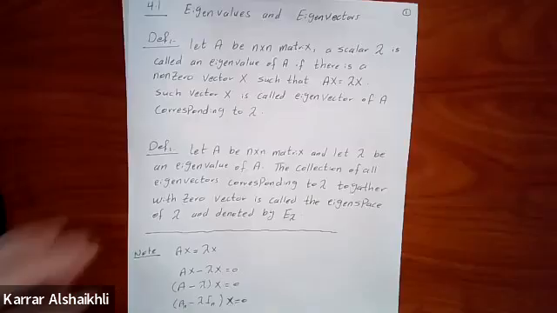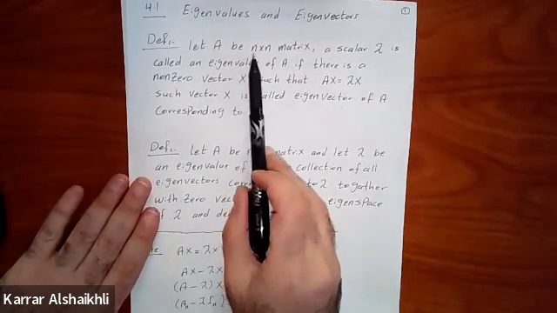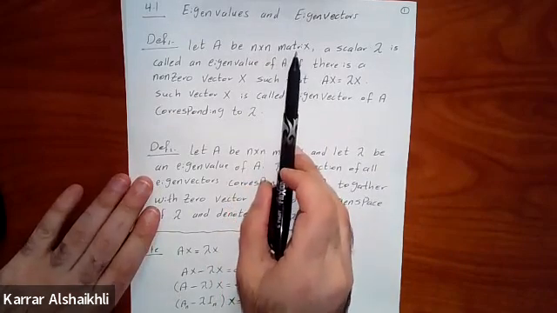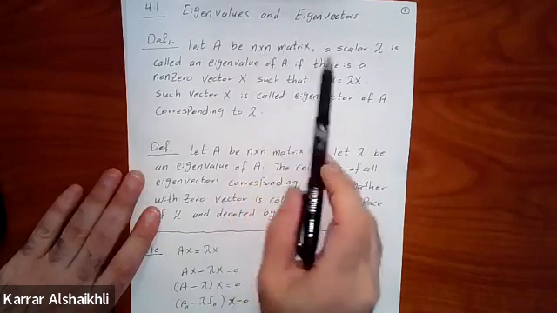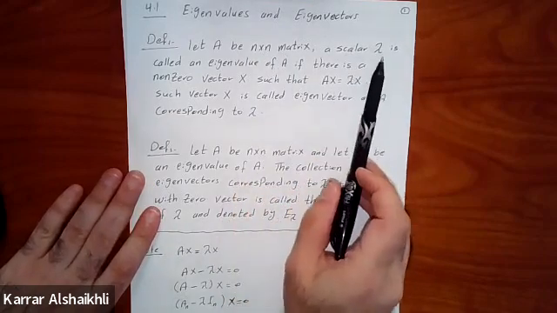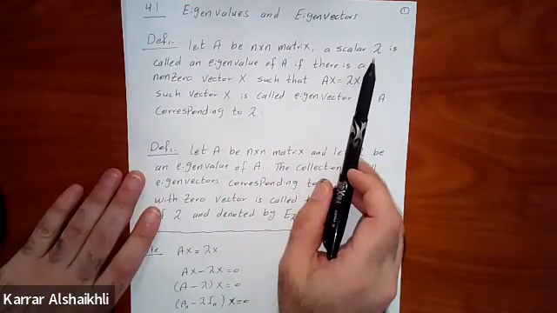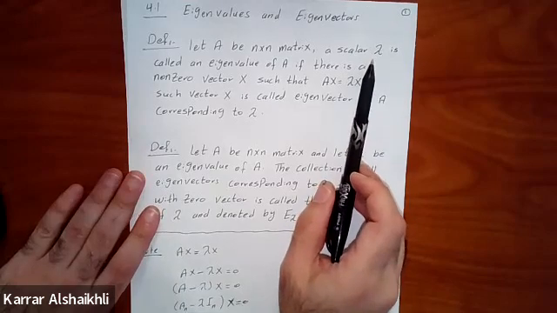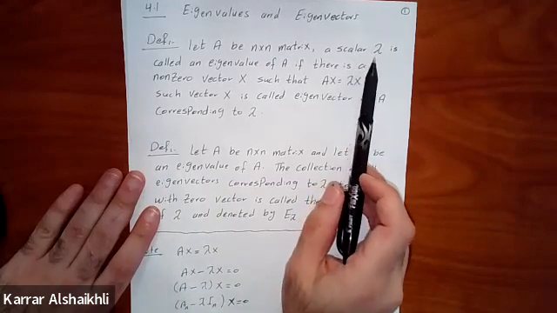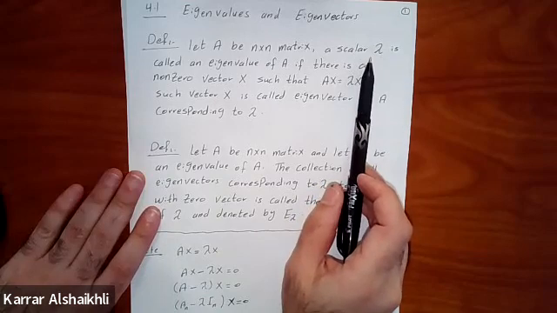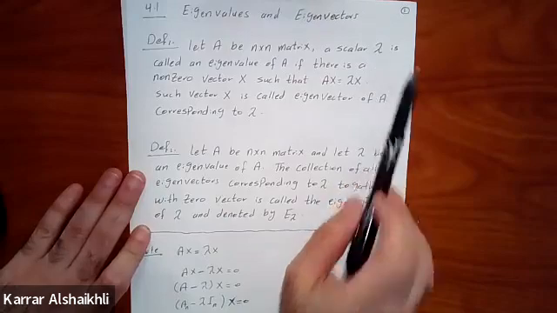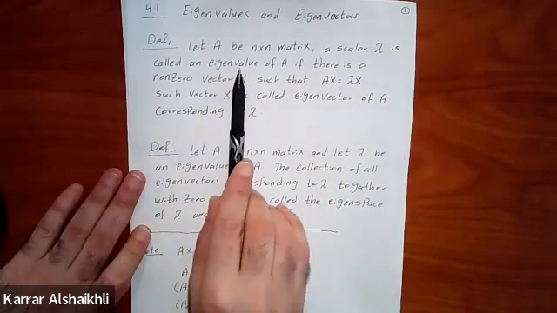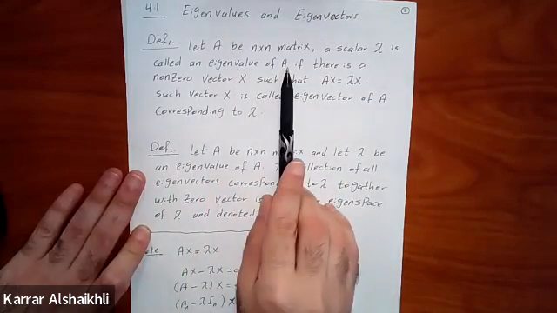Eigenvalues and eigenvectors. Let A be an n times n matrix. Be careful, it's a square matrix: 2 times 2, 3 times 3, and keep going. And let the scalar lambda, this Greek symbol, be called an eigenvalue of A.